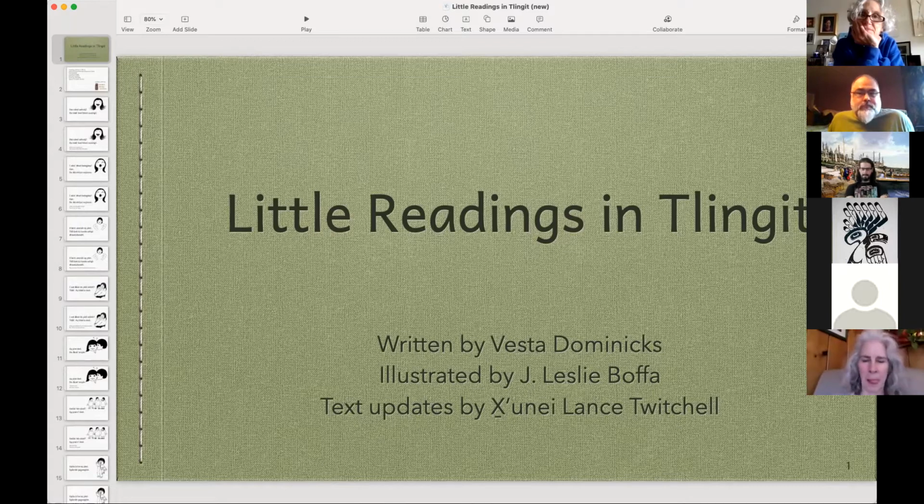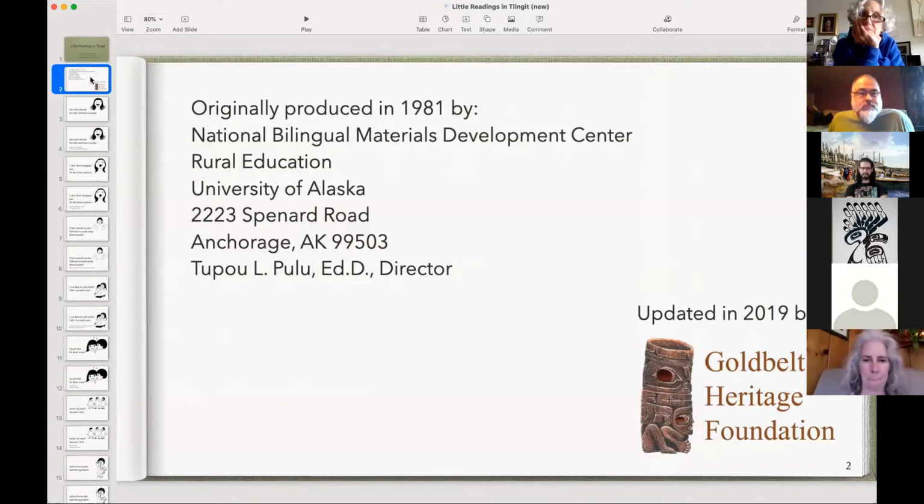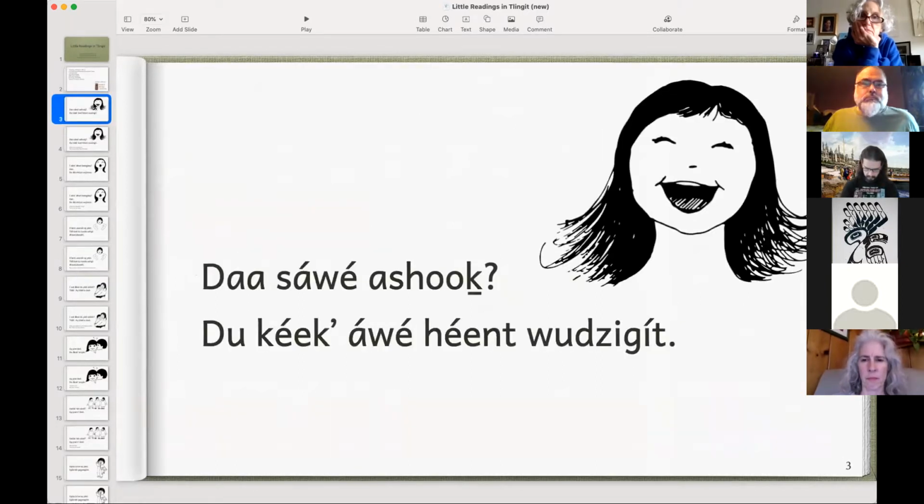So this was originally made in 1981, the National Bilingual Materials Development Center, the University of Alaska. And it was updated in 2019 with funding from Goldbelt Heritage Foundation. Who would like to read first?